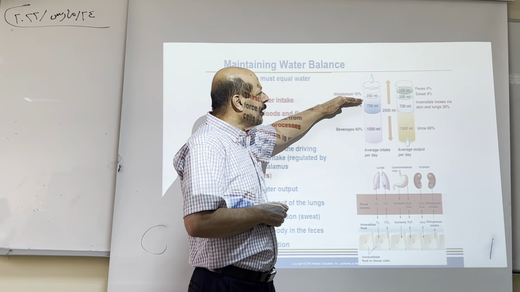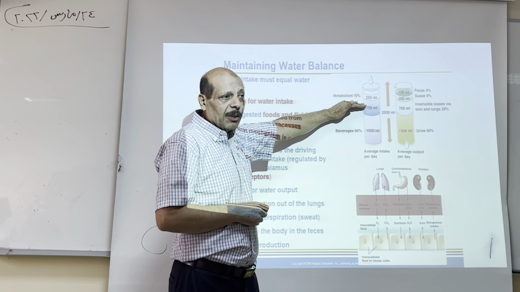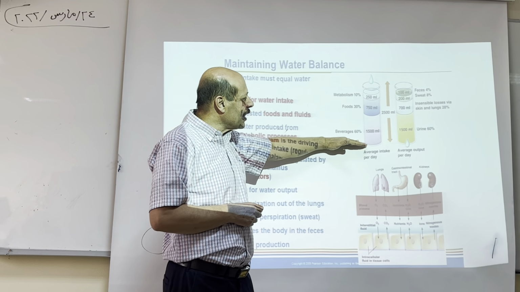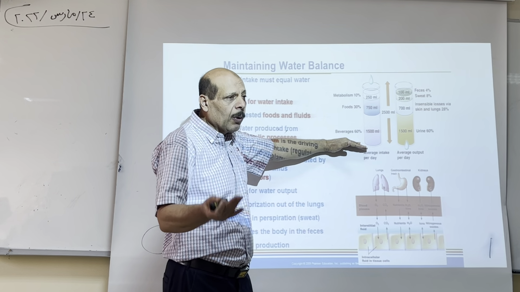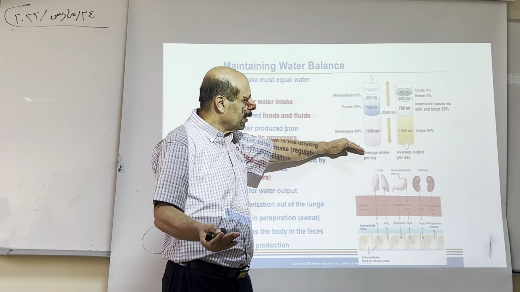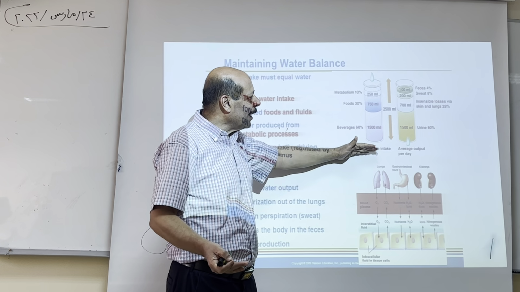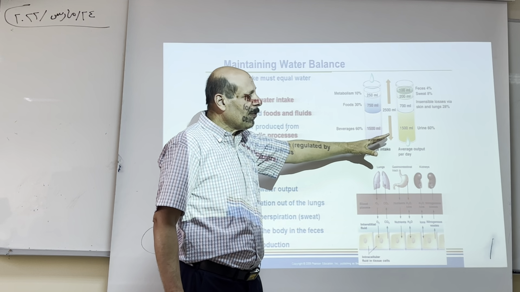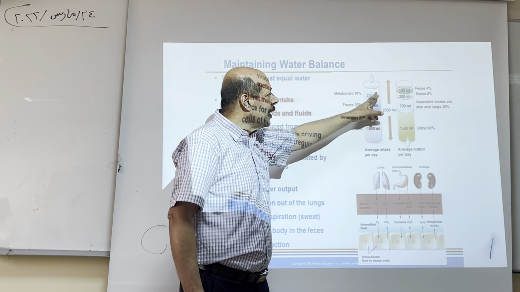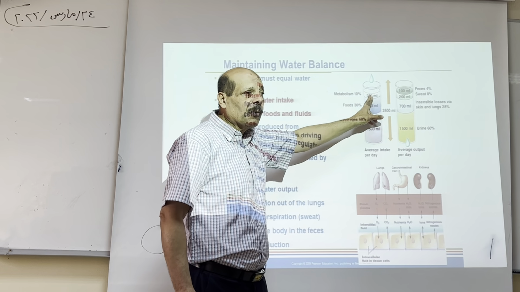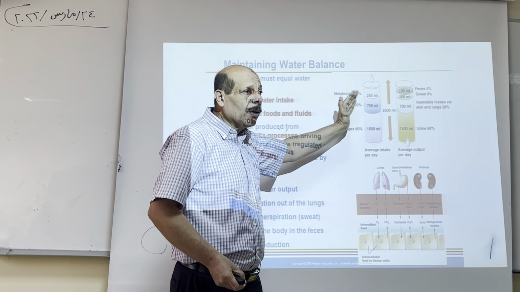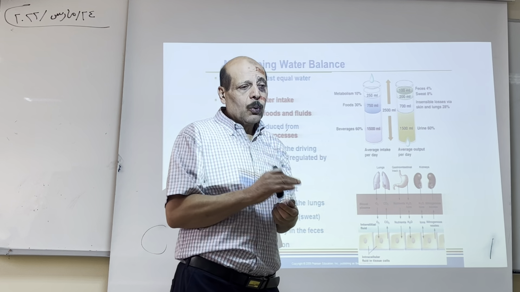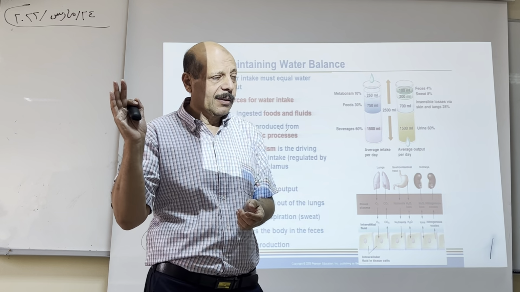So we are taking 10% through the metabolism, 30% through the food that we are taking, and 60% through the water and beverages. So the total is 1,500, which is pure water, and here 1 liter, which is either from the food or from the metabolism. So the total it is around 2.5 liter.